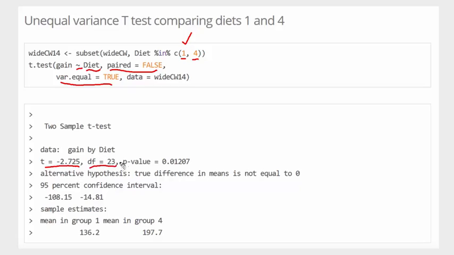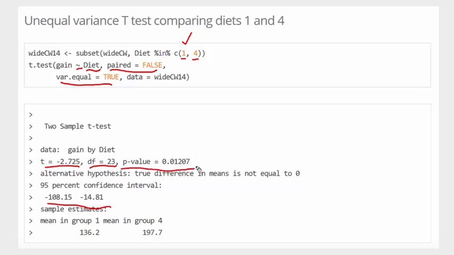The degrees of freedom is 23. Those are the same degrees of freedom, n1 plus n2 minus 2, that we covered in the confidence interval lecture. Or if you're doing the unequal variance degrees of freedom, you might get a fractional degrees of freedom. So the same thing that we covered in the confidence interval lecture. And it gives you your confidence interval here again, which is always good to look at whenever you're performing a hypothesis test.